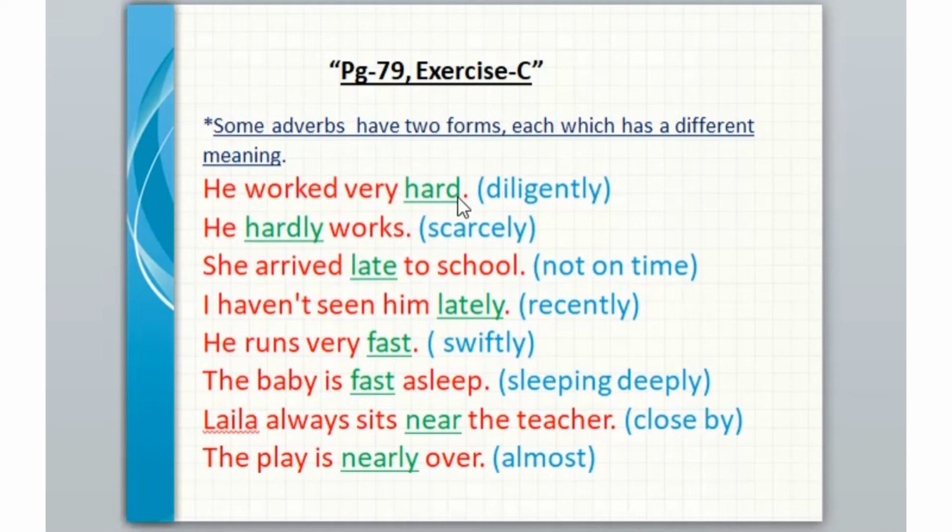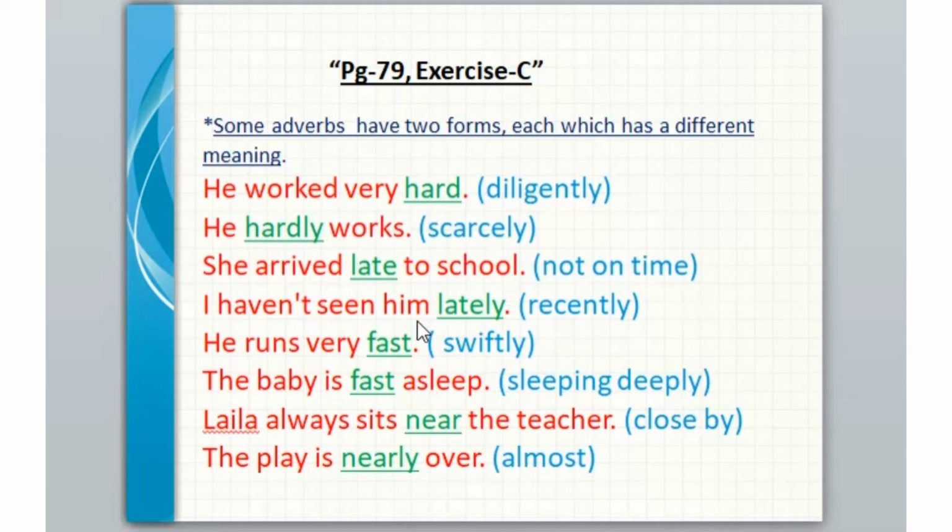In another form, when you add ly to the spelling, it becomes hardly. Students, this hardly is used differently. If someone says, she can hardly write, he hardly does his homework, hardly means barely, very little, few times, not all the time. In the blue it's written scarcely. Scarcely means very little. So he hardly works means he works very little. Clear students? Hardly is in green color and underlined also, so you can know the meanings and difference.